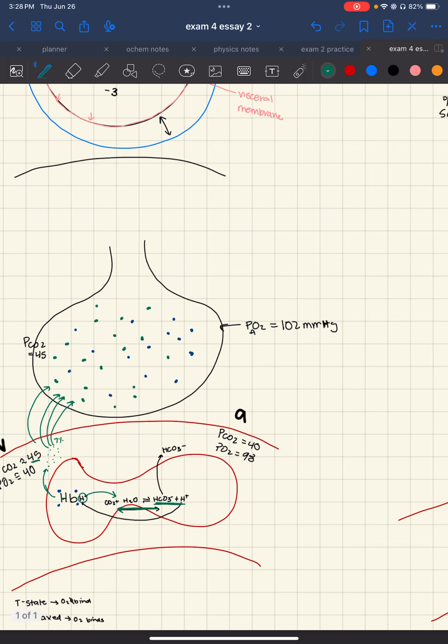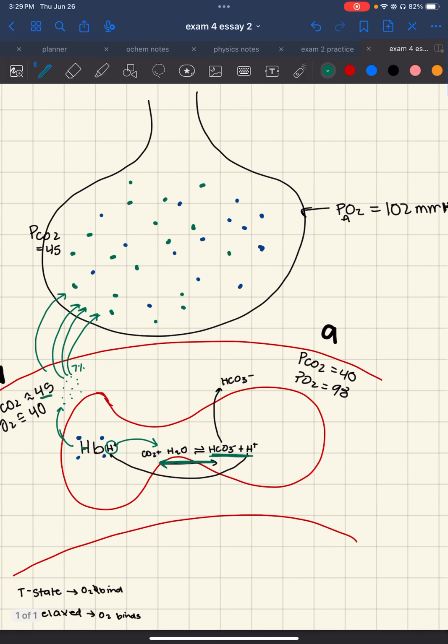But that's the idea with transport in the blood and how the gas exchange actually occurs. It mostly has to do with those interactions with each other and then their interaction with hemoglobin, because a lot of the transport is done by hemoglobin and then by the bicarb system for carbon dioxide. But the bicarb system also affects hemoglobin.